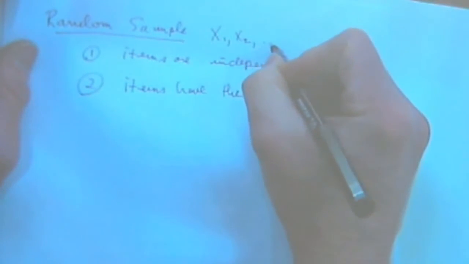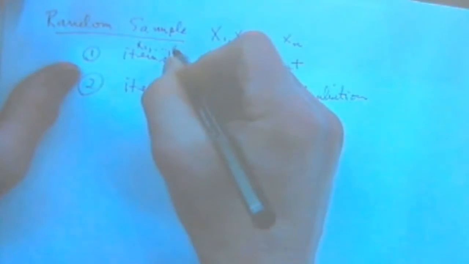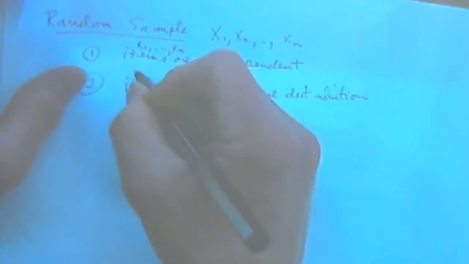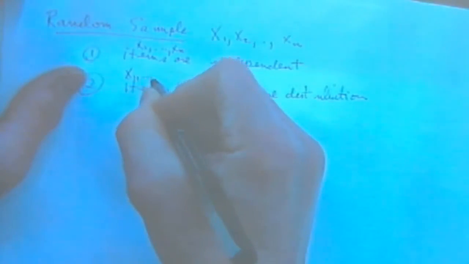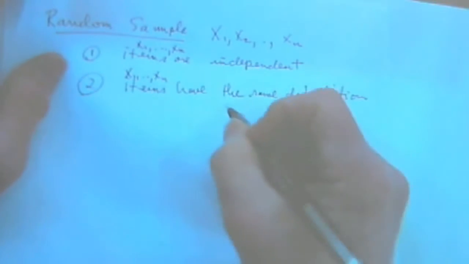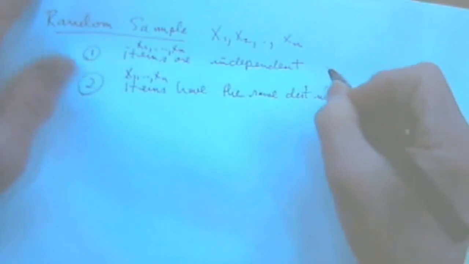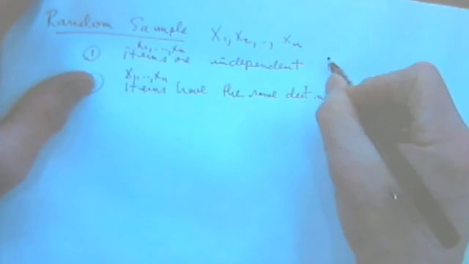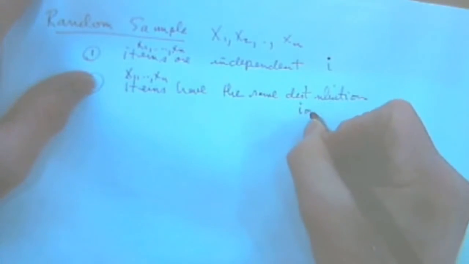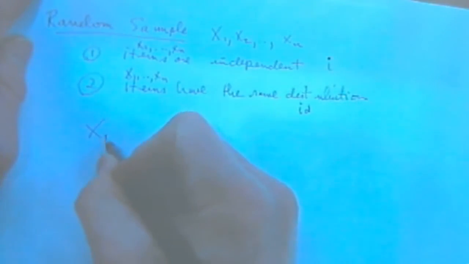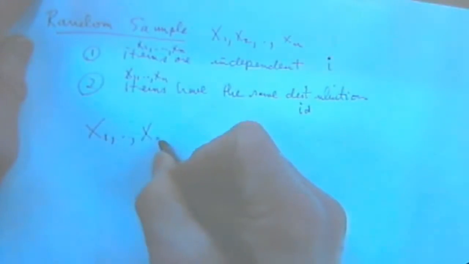Next definition, we put in some notation to confuse everything. X1 through Xn. So this is independence, and this is identically distributed. And so often we just say the X's are i.i.d.